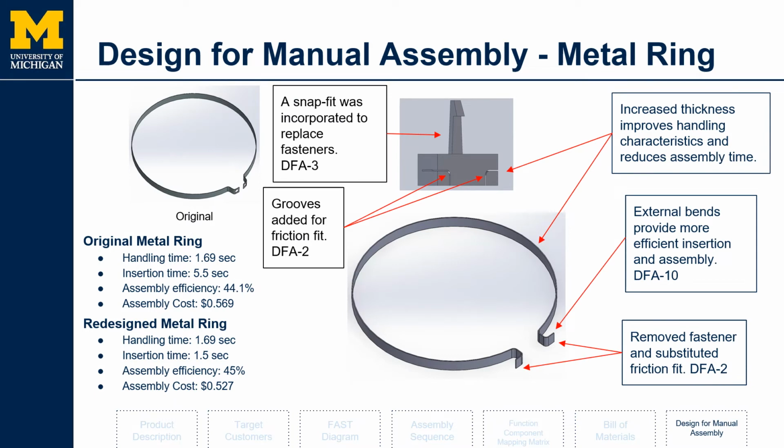The second part of our design for manual assembly includes changes to our metal ring and metal ring holder based off of DFA principles 2, 3, and 10. The handling time stayed the same, the insertion time dropped, the assembly efficiency slightly increased, and assembly cost slightly decreased.